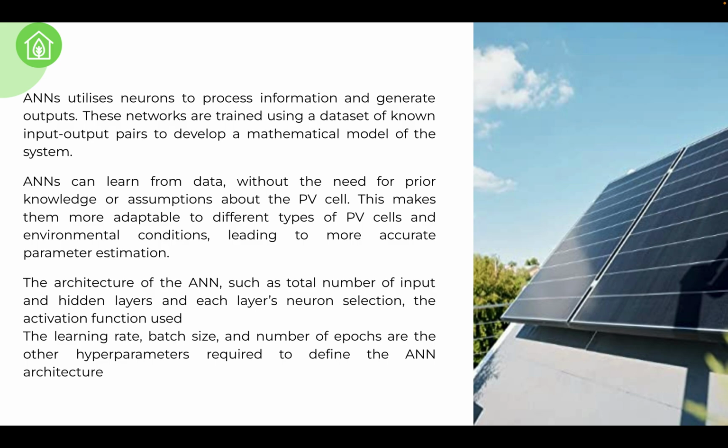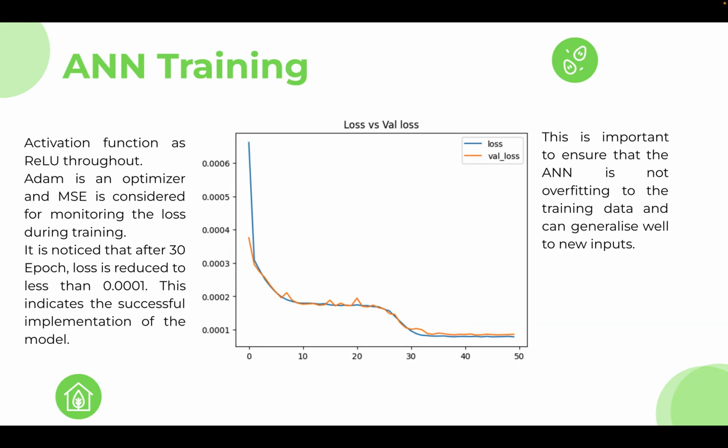The architecture of the ANN, such as the total number of input and hidden layers, neuron selection, and the activation function used, along with the learning rate, batch size, and number of epochs, are important hyperparameters to define the ANN architecture. For this project, the activation function used was ReLU, while ADAM was the optimizer and mean squared error (MSE) was considered for monitoring the loss during training. The model was trained for 30 epochs and the loss was reduced to less than 0.0001, indicating successful implementation of the model.